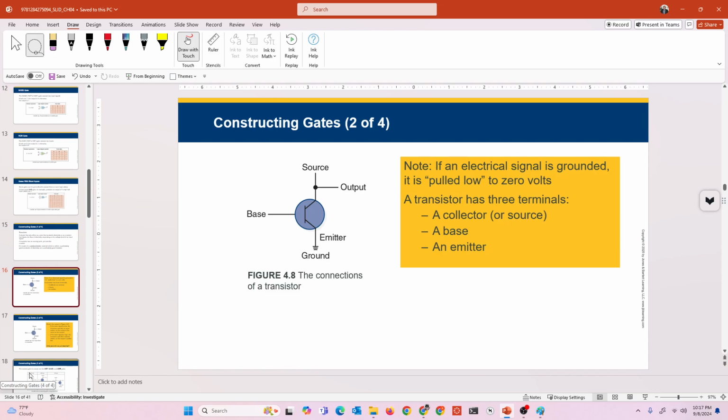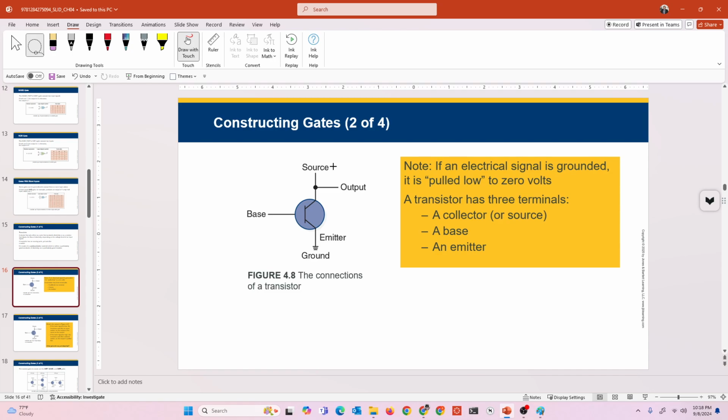So what is a transistor? A transistor is basically a device that only gives you an output when it's excited to a certain level of voltage. Let's explain it a little bit. And you see here, it's a collector, a base, and an emitter. This is the emitter, this is the base, this is the collector, or the source.